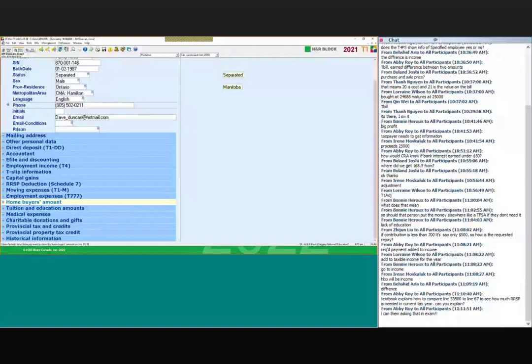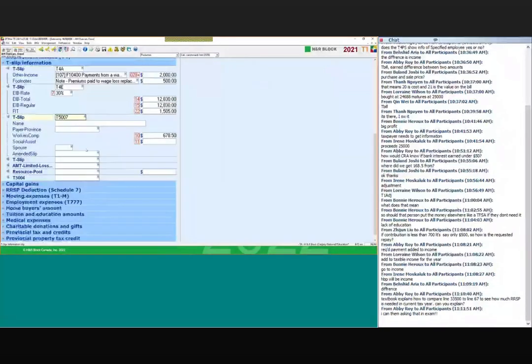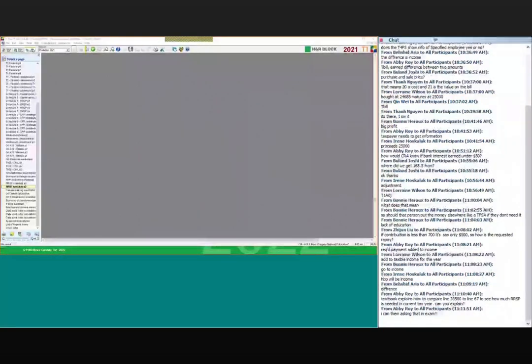The other thing about Dave is that he received workman's comp for 2 weeks. He had an accident at work in November, and he received a T5007. So let's go to T-slips. On the T5007, we have workman's comp or social assistance reported. In this case, we have workman's comp, and we have an amount of $678 for Dave. That is in the in-class exercise. So box 10, $678.50.